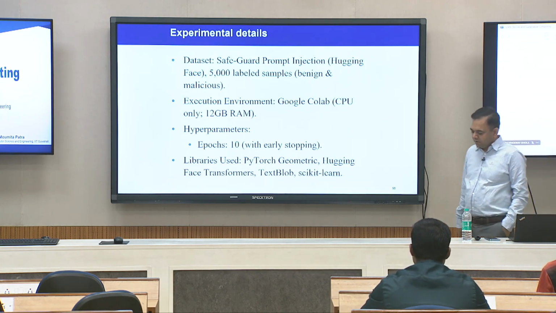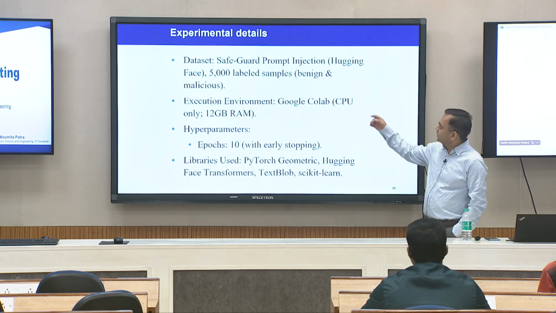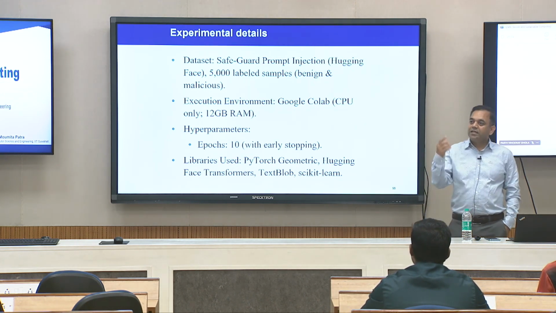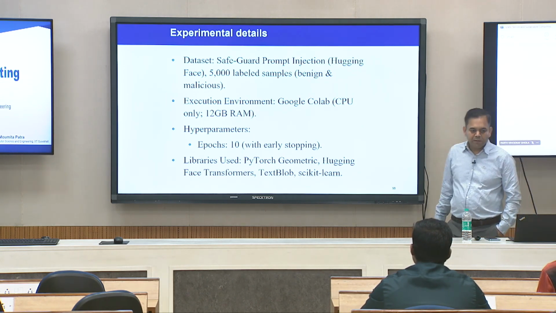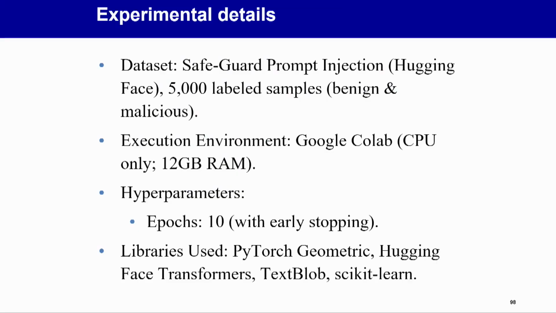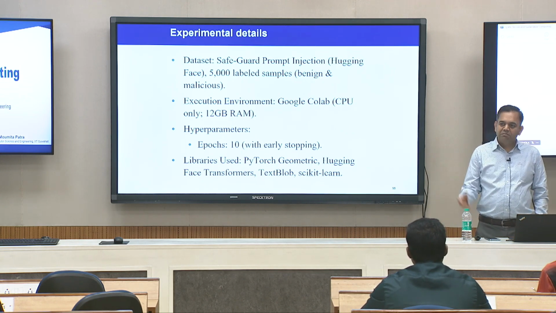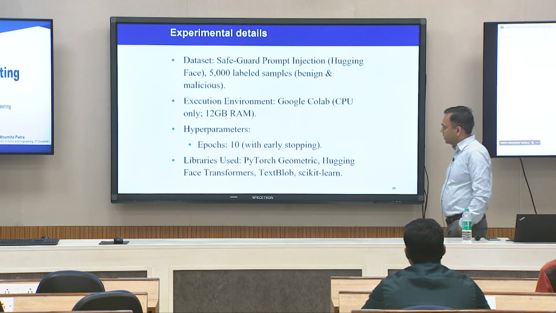Some of the details we already discussed, but this is some more of the experimental setup. The data set we used has 5,000 labeled samples. It has about 5,000 prompts, some malicious and some non-malicious. You can find it online, it's available. It's called safeguard prompt injection. For the execution environment, Google Colab was used. I don't know if anyone of you uses Google Colab. For any programming you want to do, it has a nice set of libraries, so you can use it.